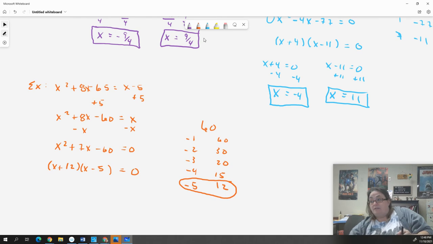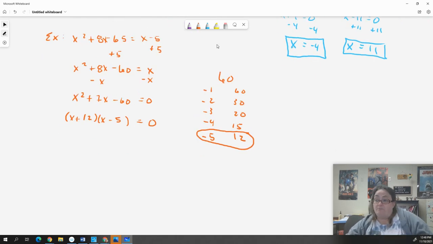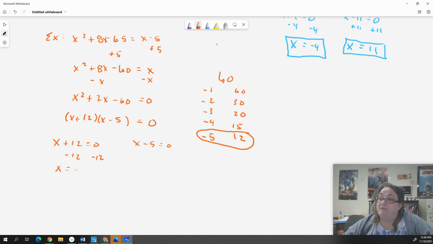The factoring part should all be review. Now I'm going to set them each equal to 0 so I can find the solutions. So here I have x plus 12 equals 0, so I'm just going to subtract 12 from both sides. And I get x equals negative 12. Here I have x minus 5 equals 0, so I'm going to do the opposite of subtraction, which is addition. And I'm going to add 5 to both sides. And I get x equals 5. Man, I hate this thing. Can't even read my numbers anymore.